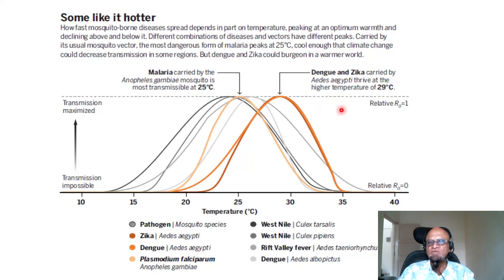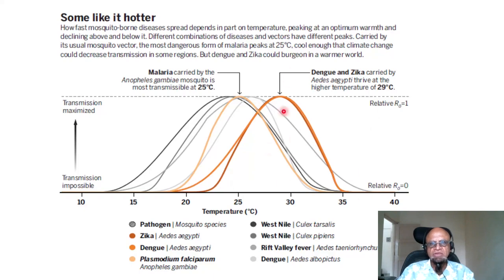But nonetheless, dengue and Zika, carried by Aedes aegypti, thrive at a temperature of 29 degrees C. This is relative R0 is 1. It's how many people get infected by a person that's already infected, and relative R0 is 0 here, so nobody transmits here and pretty much everybody is infectious over here in a simple way.